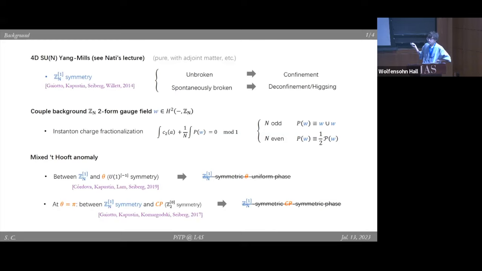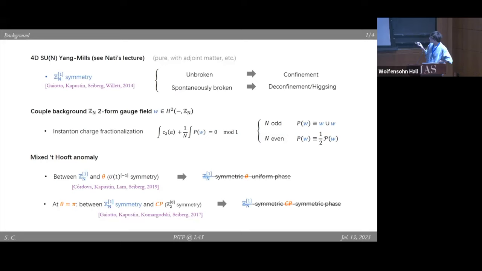That is, we can see that there is a mixed 't Hooft anomaly between this Z_N one-form symmetry and some other symmetry. First of all, we see a mixed 't Hooft anomaly between this Z_N one-form symmetry and the theta angle, which we can regard as a background gauge field for the U(1) minus one-form symmetry. The consequence of this 't Hooft anomaly is that we can never have a Z_N symmetric and also theta-uniform phase. So this is the first scenario. And at the specific value theta equals pi, we actually have a mixed 't Hooft anomaly between Z_N one-form symmetry and the CP symmetry. This anomaly tells us we can never have a Z_N symmetric and also CP symmetric phase at theta equals pi. So these two scenarios are excluded by the 't Hooft anomaly matching condition.